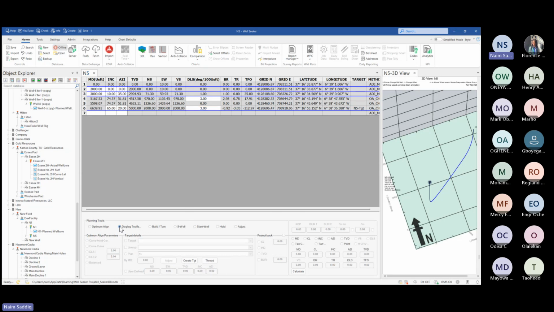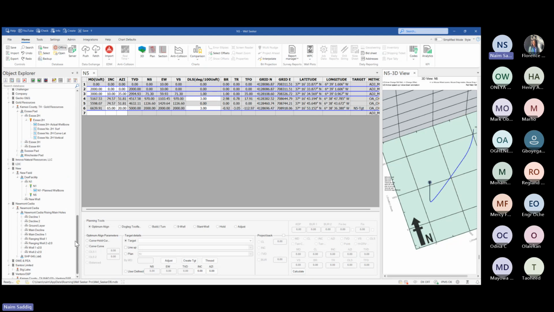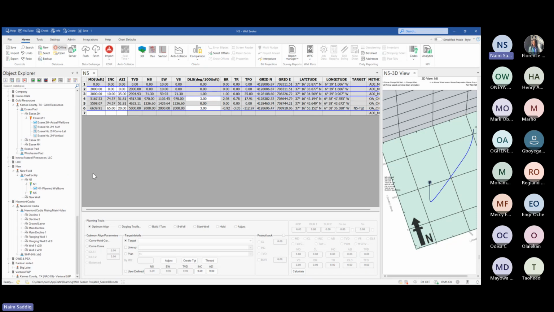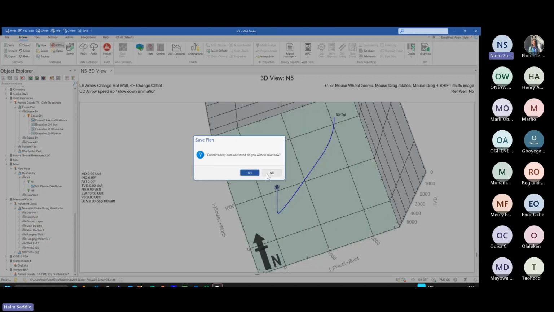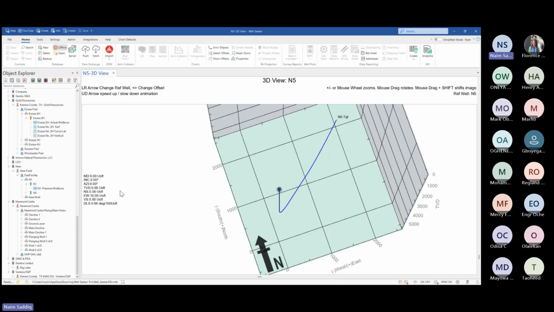You have the dogleg method. You can actually do different kinds of tricks with it. S-shape well, build and turn. We can go through them for the whole day, basically, to cover everything. To cover everything, you need proper time and examples. So those things you actually need to do. And once you have done it, you are happy with it, you will just say, okay, I will run this trajectory and check on, say, don't save it because I messed it up a little bit.